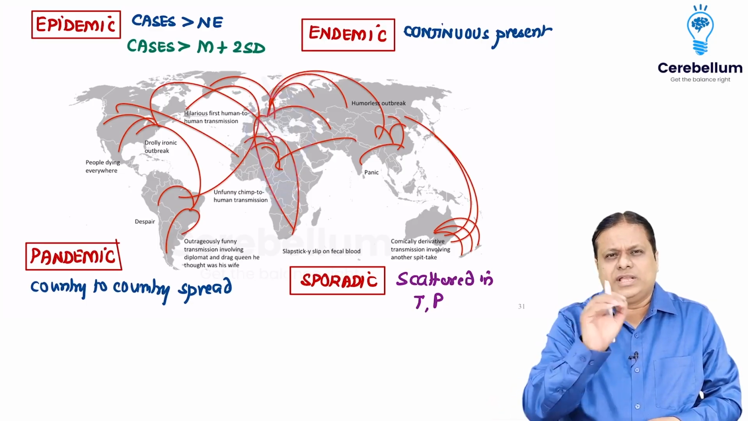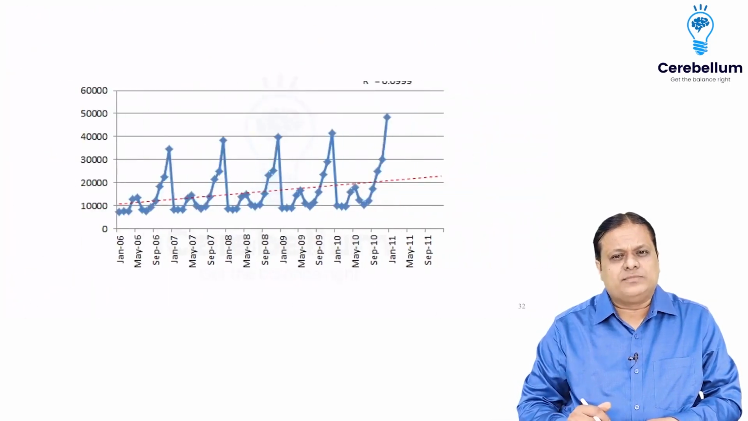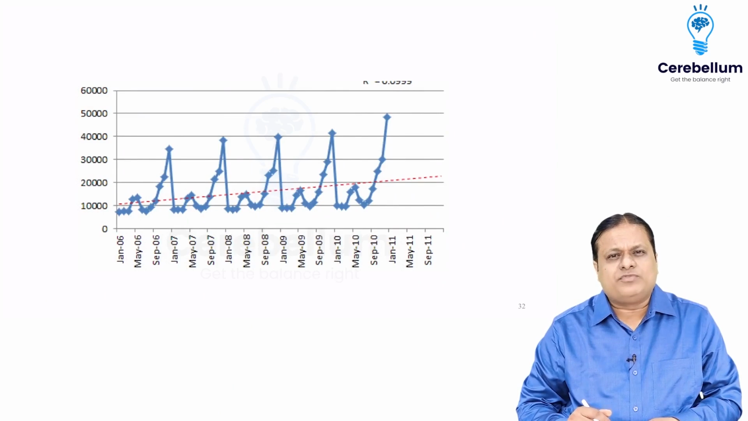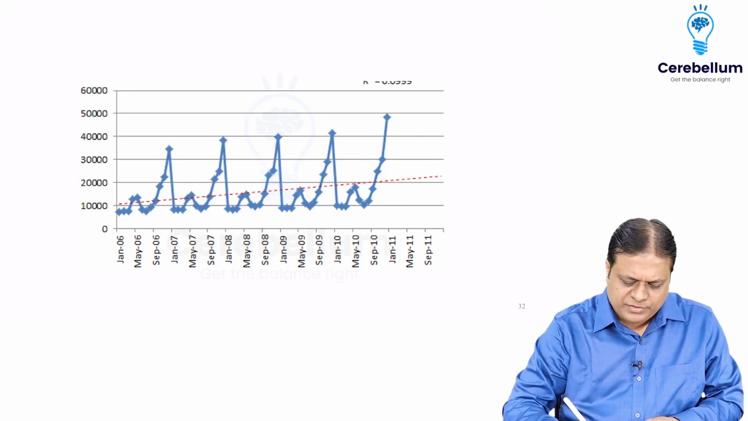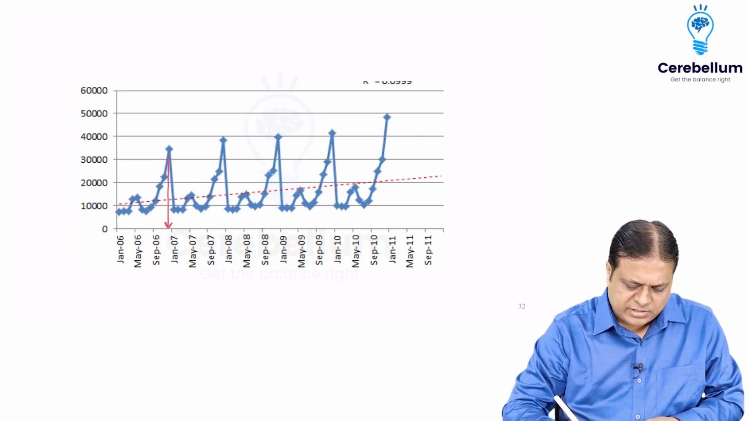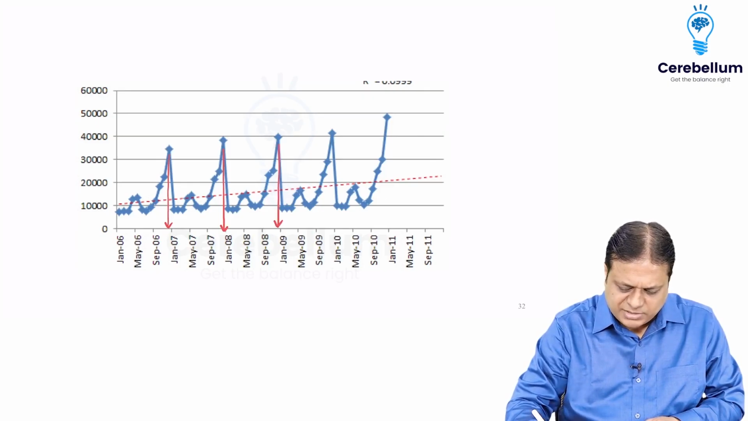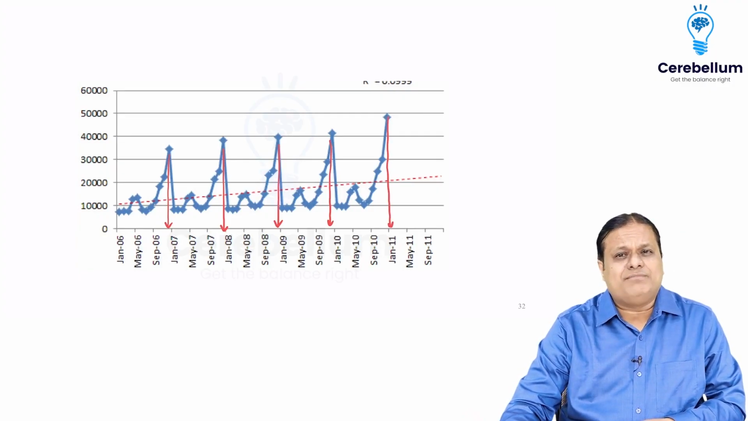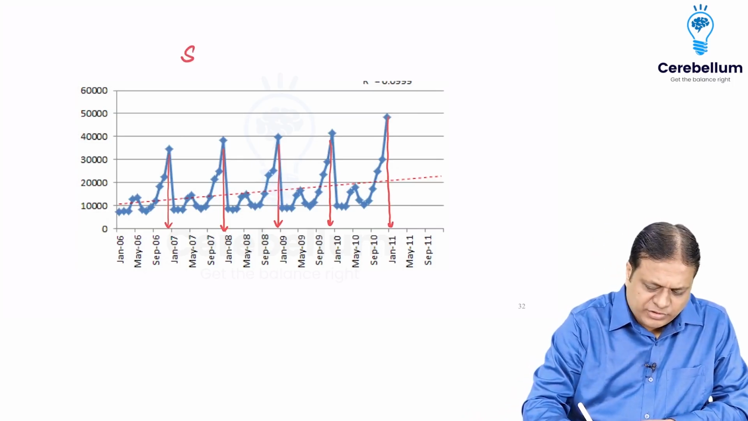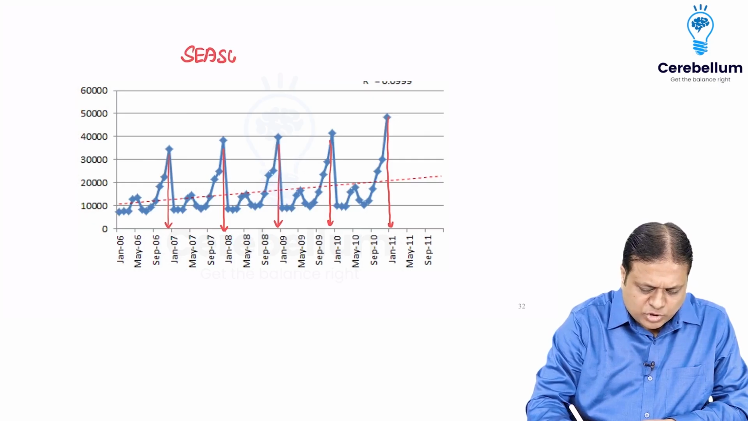Now just for a quick recap, look at these two diagrams. First is this, which type of time distribution is this? You have to just carefully look here. First peak is here, second peak next year December January, next year December January, and so on. So it is occurring every year in December January. This is a type of seasonal distribution of disease.